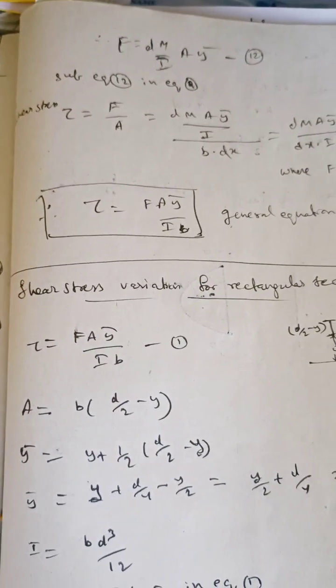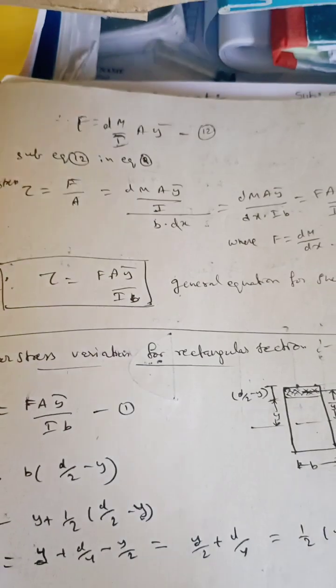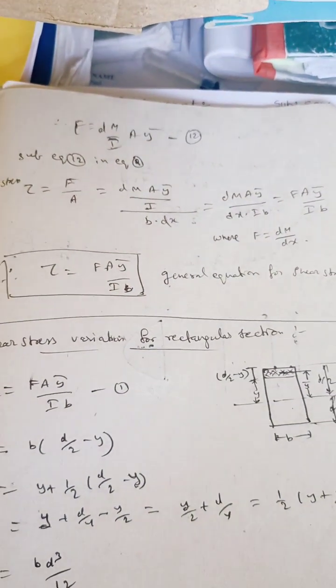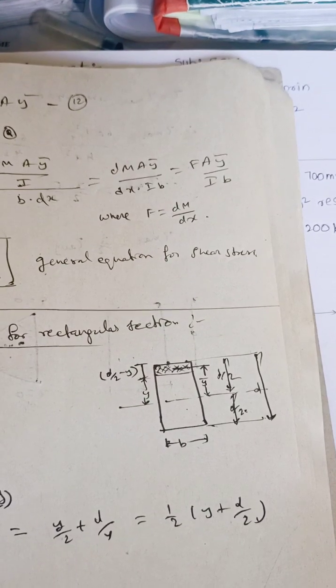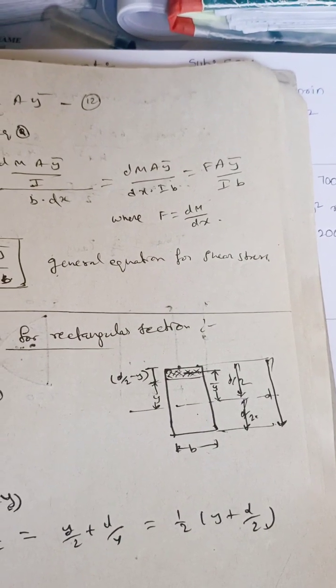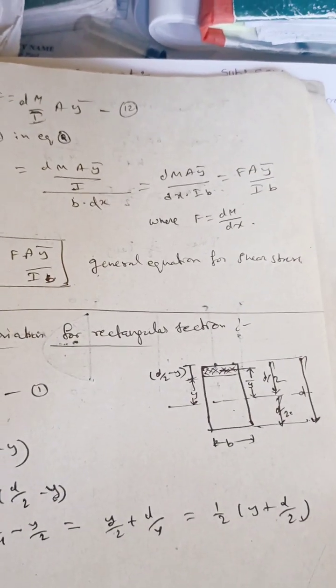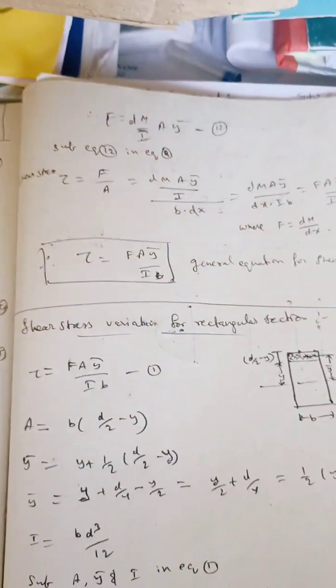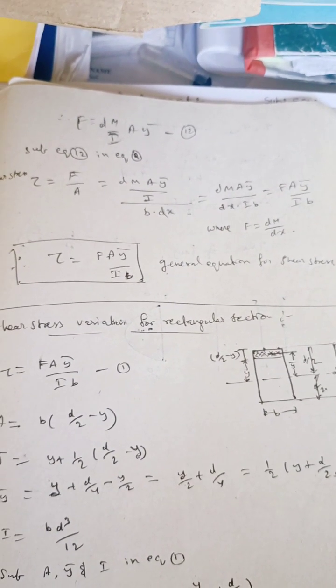So substitute equation 12 in equation 2, that is tau equal to F by B dx. So tau equal to dM A y bar by I divided by B dx. So dM A y bar by dx into I B, we can write as F A y bar by I B, where F equal to dM by dx. We know that shear force is the rate of change of moment. Therefore this is the general equation for shear stress, tau equal to F A y bar by I B.